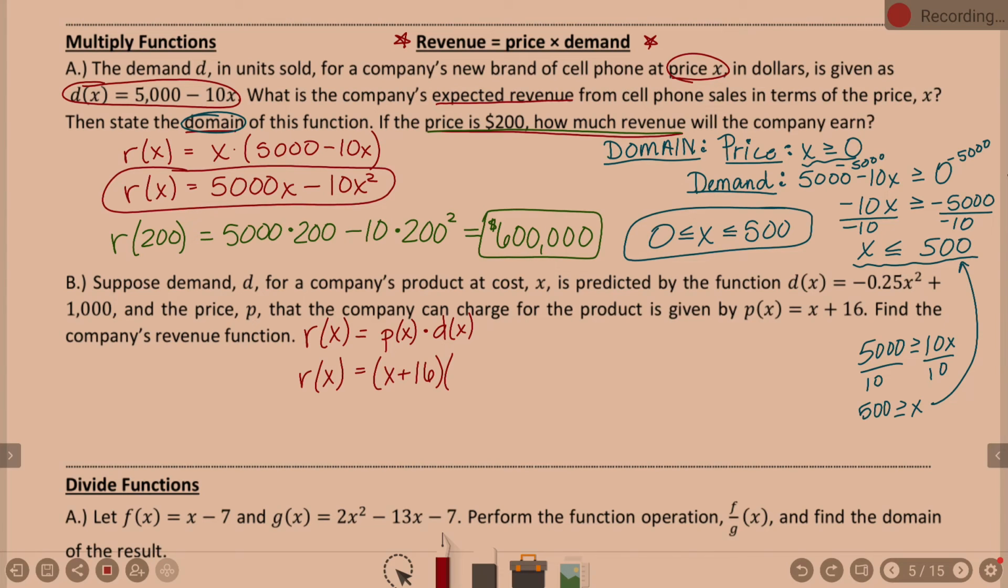Negative 0.25 X squared plus 1000. Negative 2500 X squared plus 1000. Now, I guess there's a chance Savas will let you leave it like this. Probably not, though.